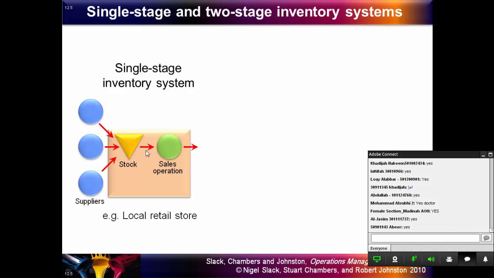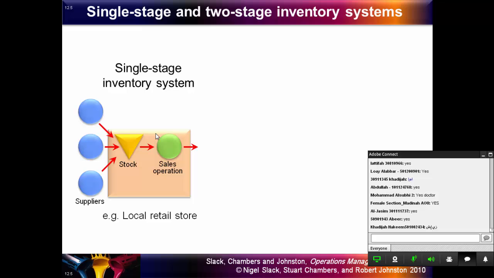In a single stage inventory system, there is only one process, only one operation. That means all the spare parts will come into the same area, and then based on our operations we collect or assemble those spare parts, produce our final products and send them to sales operations. Of course, this is the simplest way of managing inventory. If we have only one process in our operations, we need to make a single stage inventory system.